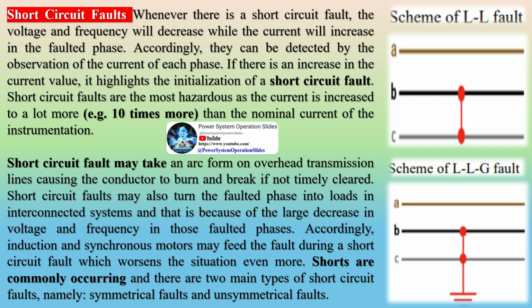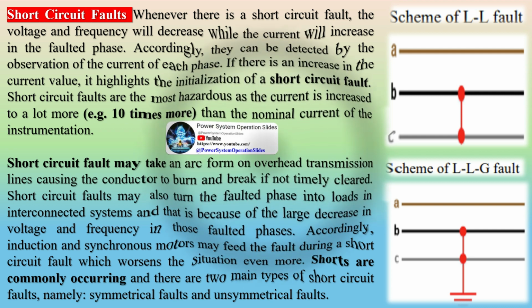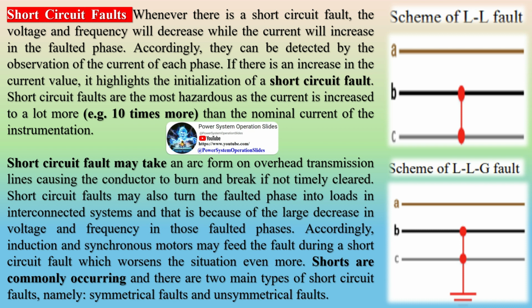Short circuit fault may take an arc form on overhead transmission lines, causing the conductor to burn and break if not timely cleared. Short circuit faults may also turn the faulted phase into loads in interconnected systems, and that is because of the large decrease in voltage and frequency in those faulted phases. Accordingly, induction and synchronous motors may feed the fault during a short circuit fault, which worsens the situation even more.